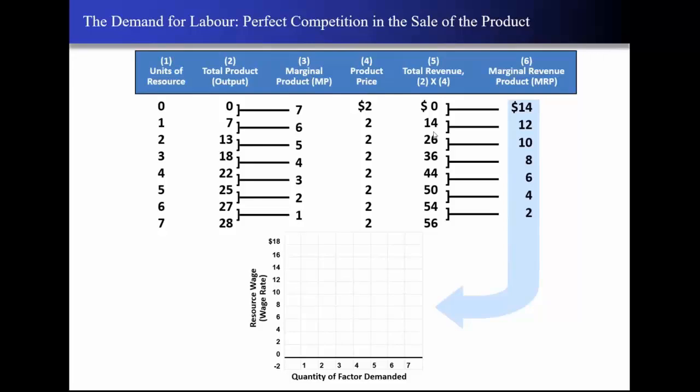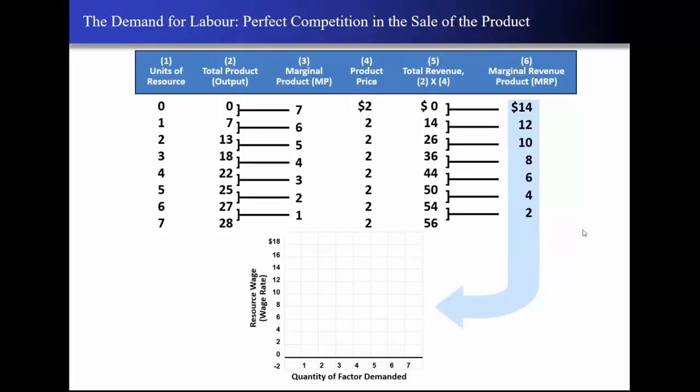The marginal revenue product of the second worker is 12. Let's think about why. When we hire the second worker, we get a marginal product of 6. So that person produces 6 units. What's it worth? Well, each is worth $2. So 6 times 2 is 12. Okay, so this is the marginal revenue product. All we're doing is taking the marginal product and multiplying it by the price. That's another way to look at it as well.